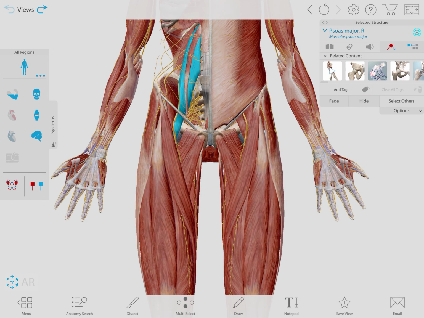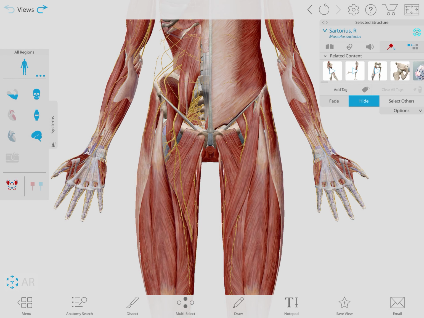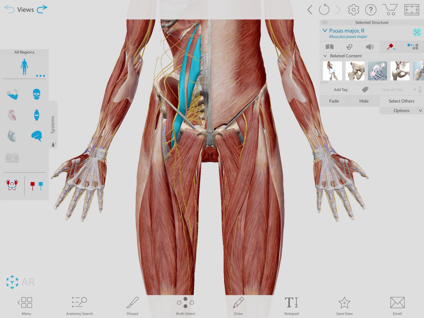And so here is our psoas, and it actually comes off of the lateral side of the lumbar vertebrae. So our transverse processes, those little bony projections that stick out the side of the spine, that's where your psoas originates from, and it travels all the way down to attach to our lesser trochanter.